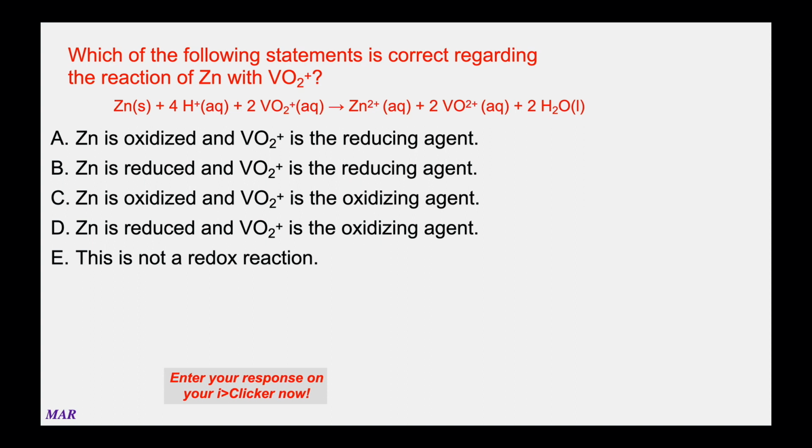Okay, at this point, I'm assuming that you've tried the problem and you want to see how you did, which is fantastic. This problem obviously is about redox chemistry, or oxidation-reduction chemistry. And you've got to know what reduced, oxidized, reducing agent, and oxidizing agent mean. My preferred way of doing this is through LEO the lion says GER. LEO stands for lose electrons, oxidized. GER stands for gain electrons, reduced.